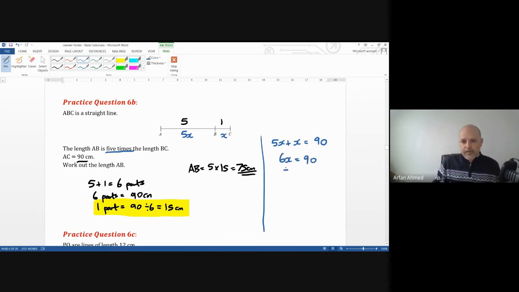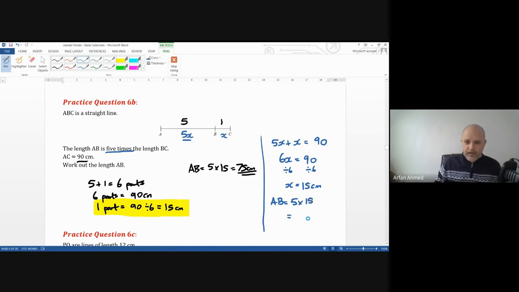Simplify this. 5X plus X gives you 6X. And divide both sides by 6. So X equals 90 divided by 6, 15. 15 centimeters, that's what X is. That's not the final answer. What's it asking for? Work out the length of AB. We said AB was 5X. So AB is 5 times 15.